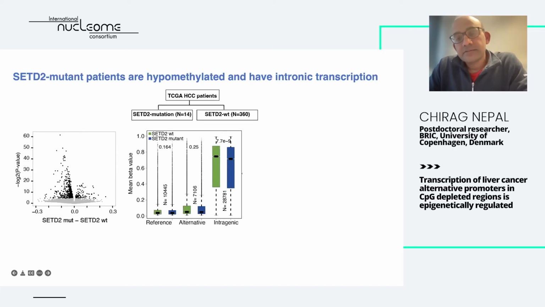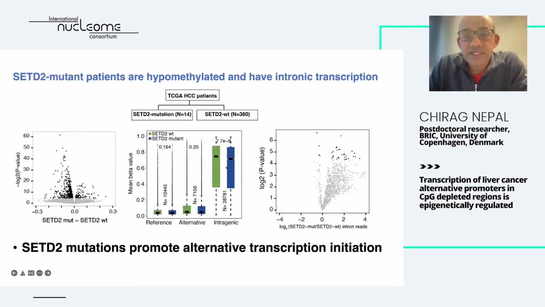And in this SETD2 mutant, we look at the RNA-seq data, and we find that there's a lot of intronic reads, intronic transcription happening in the SETD2 mutant, which supports that de novo transcription is happening in these SETD2 mutant cases.